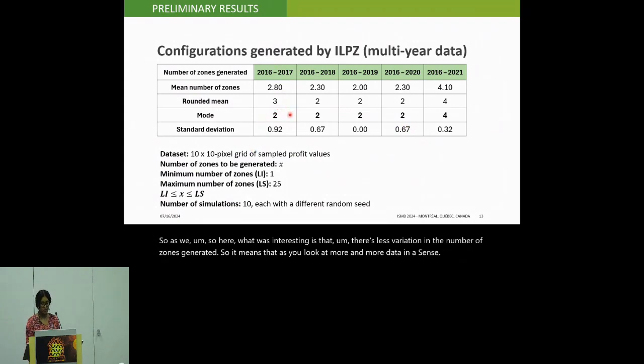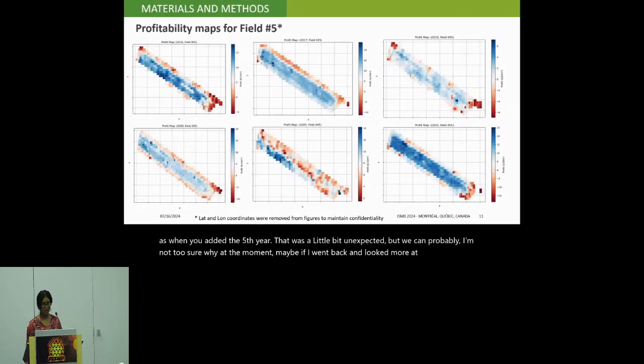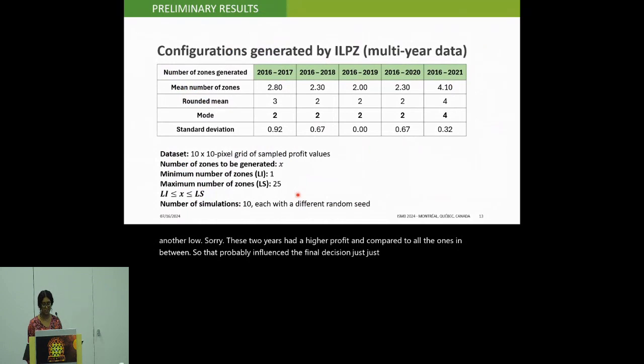the field kind of has this configuration that remains constant, except in the year 20, when we added the 5th year. That was a little bit unexpected, and I'm not too sure why at the moment. Actually, if I do look at it, I can see that these 2 years were kind of low. So here we add another low year, and these 2 years had a higher profit compared to all the ones in between. So that probably influenced the final decision, just as a little guess.